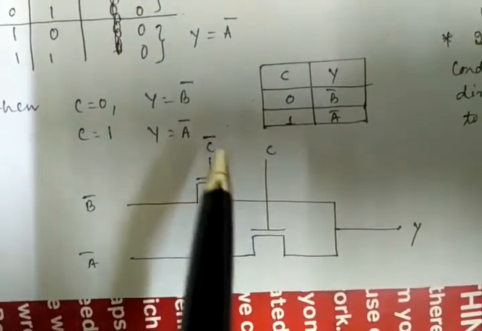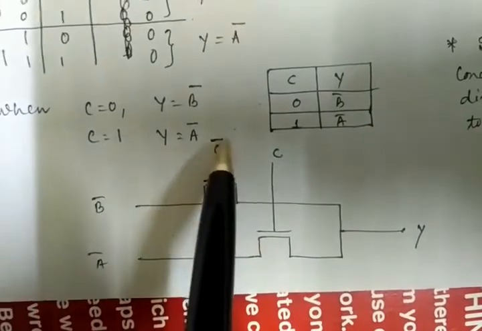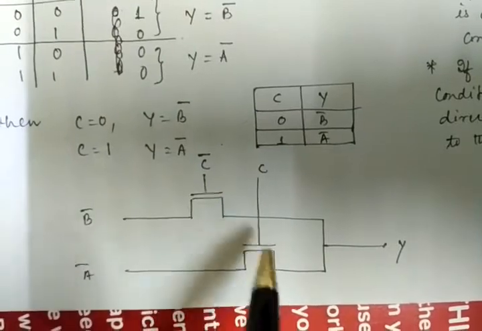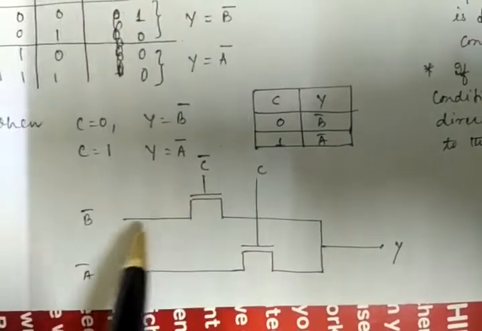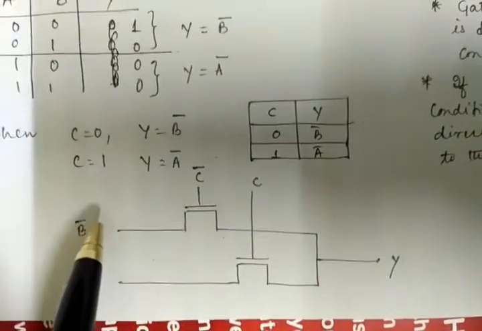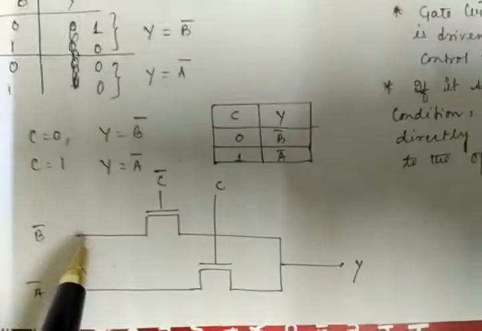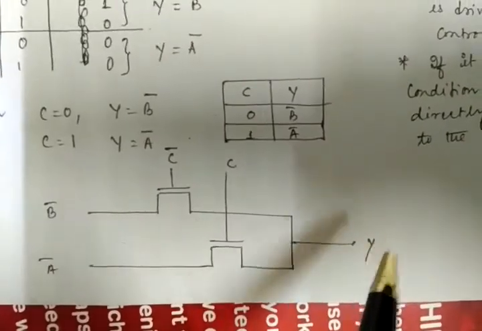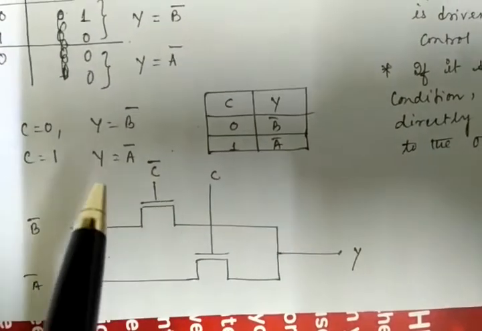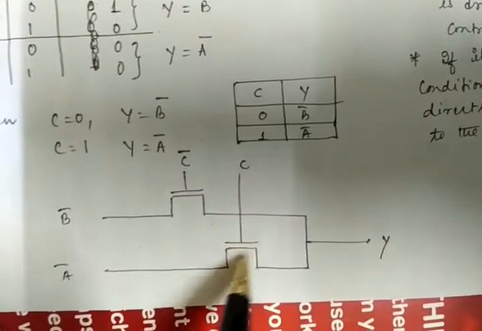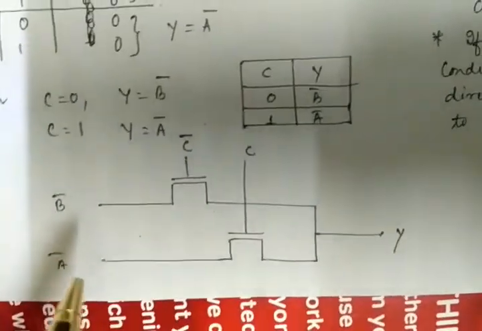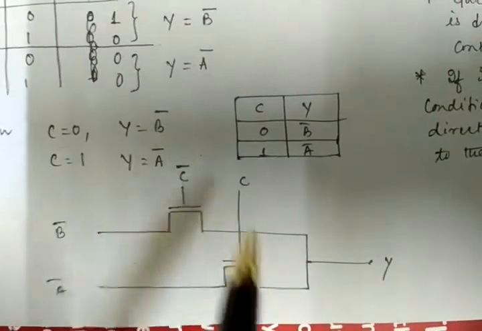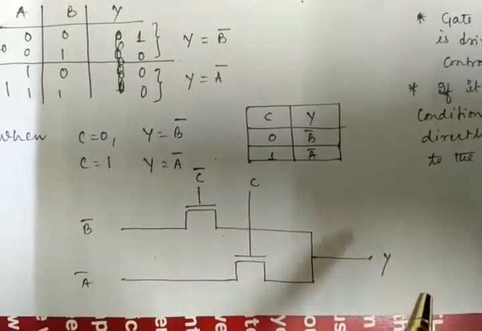So when C equal to 0, which NMOS will be on? This NMOS will be on, because this is C bar. C bar is getting at the gate terminal of this NMOS, and this MOS will be off. So please write down the input that we want to transmit, that is B bar over here, and through this conducting MOS, it will be available at the output. Similarly, when C equal to 1, this NMOS will be on and this will be off. Then simply pass A bar, so that this A bar can be passed through this conducting MOS to the output.